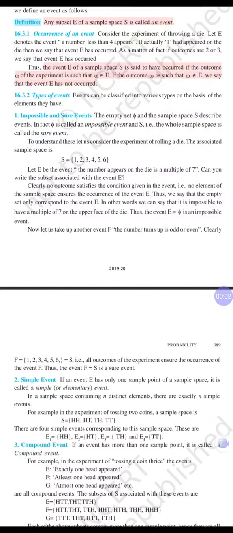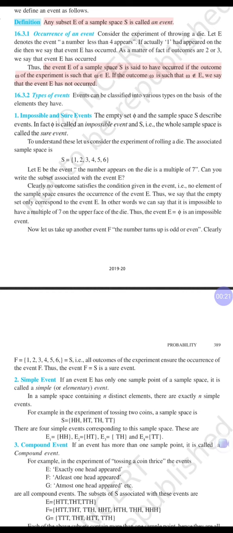Good morning, students. Today we are going to study probability, and for the next exercise, first let's understand what is an event. Okay, so for an event, look here at the bottom of your screen.